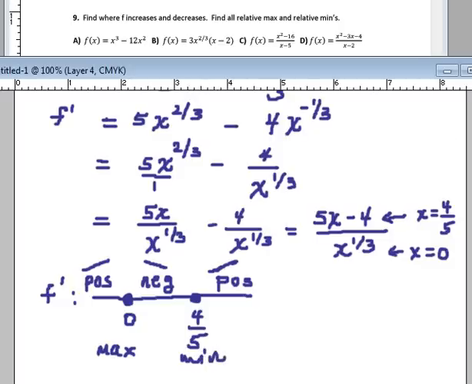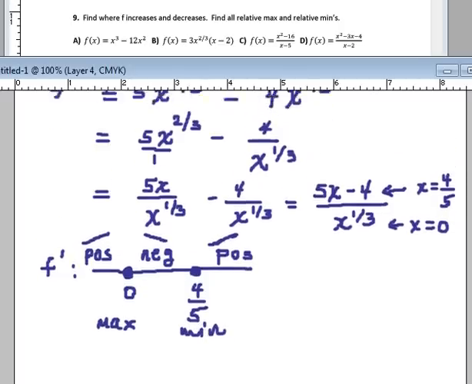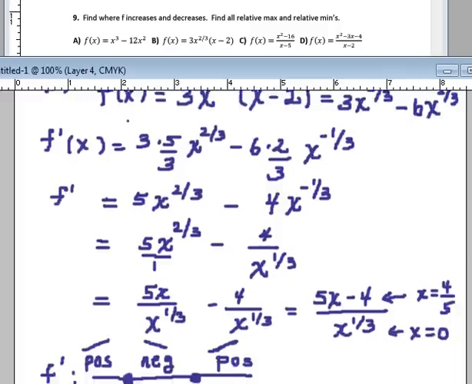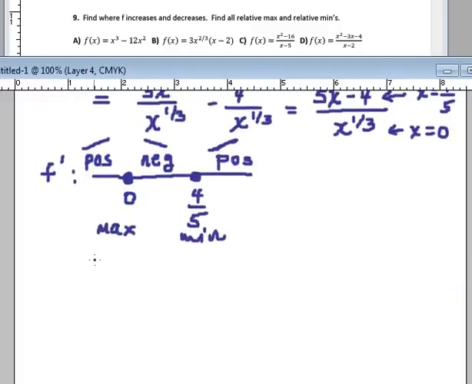And you can substitute back into f of x, into this function, to get the corresponding y values. For 0, that's easy. The corresponding y value is 0, 0 over here. And you have to use your calculator for this. When you substitute in 4/5, you need to use your calculator, and I got an approximate value for y, which is minus 3.1.